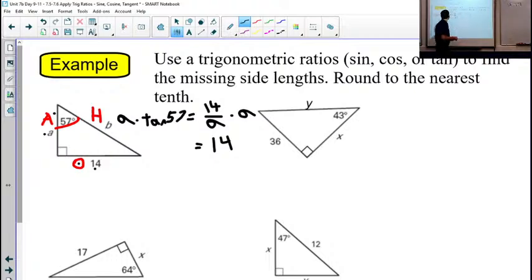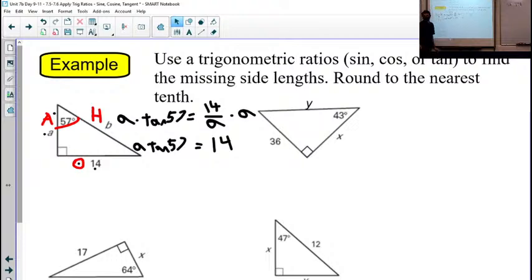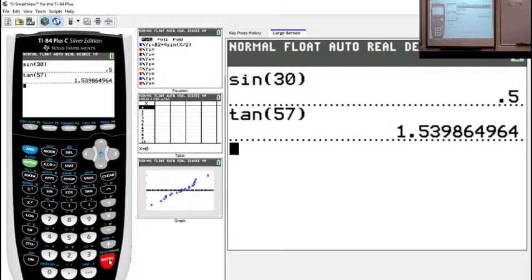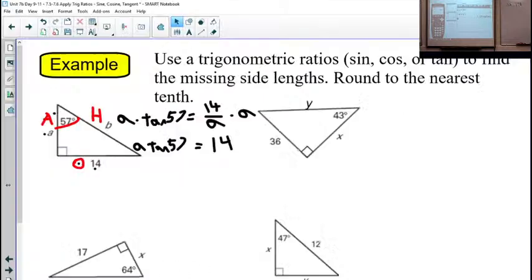On the other side, we've got a times the tangent of 57. The big thing to know about these tangents and these trig functions: tangent of 57, let me show this in the calculator real quick. Tangent of 57 is just a number. It's going to be some big fancy decimal, 1.53986, I don't really care, but it's a number. It is a decimal. So in the equation, you're going to treat it like a number. So this thing is a number.